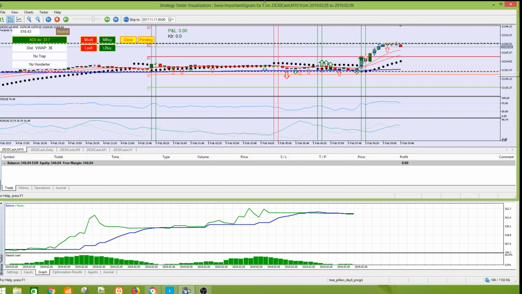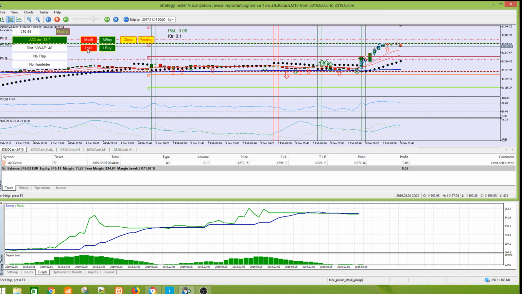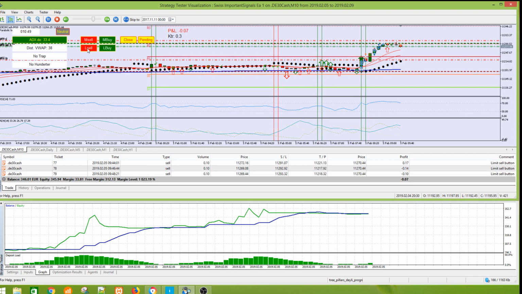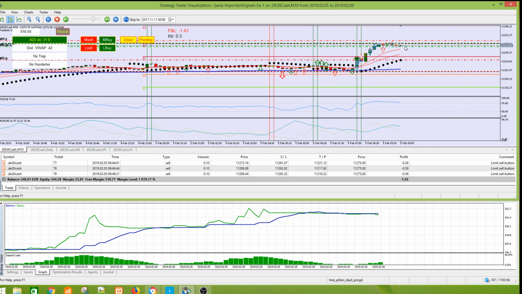It rather falls back. Now I make a limit sell. I didn't optimize the trailing stop here. I just have to do that later. This stop loss trails, but only to break even.